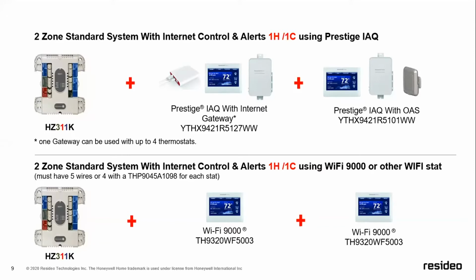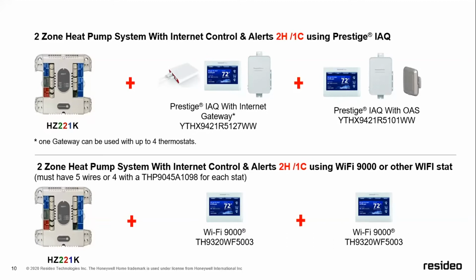Now, if you just simply wanted to take advantage of our Wi-Fi 9000 thermostats, well, then if you've got enough wires to power the common on the sub base, they will work perfectly with the wires that were already there. Okay, Jamie, if you'll go to the next slide, please.